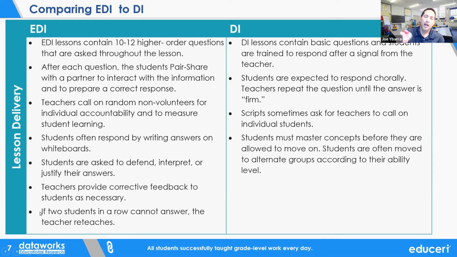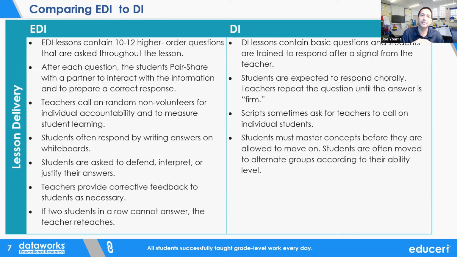And I was talking about looking for whole class error or individual student error. If I randomly select 2 students in a row and they don't know the answer, and these students are not my lowest performing or struggling students, they're a good gauge of my middle or upper performing students, and they don't know the answer, that's looking like whole class. I'm going to reteach the whole class. And in DI, basically, it is repetition with firm answers.